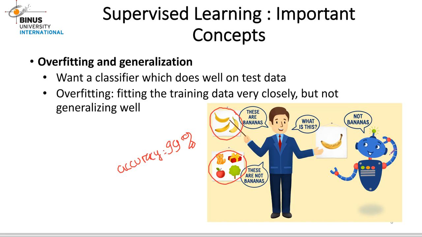That's why when your machine sees one banana like this, it cannot see clearly whether this is a banana or not. So instead of saying this is a banana, it will classify this as not banana. Okay, because this is overfitting.